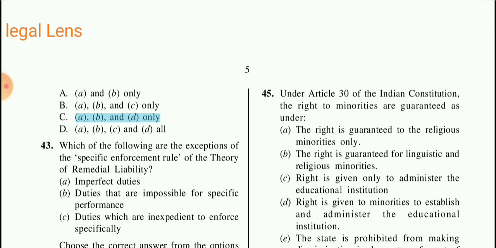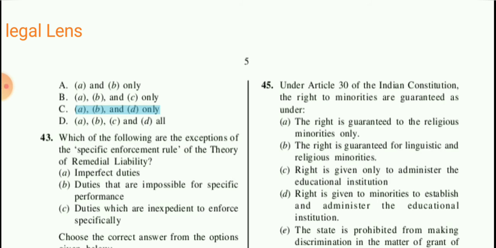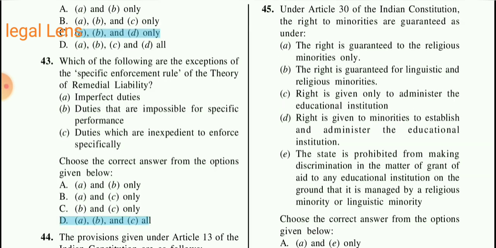So for this, the correct option would be: the custom had to possess a sufficient measure of antiquity. Then B, the custom must have been enjoyed as a right. And the D option would be: the custom must be certain and precise. Then, which of the following are the exceptions of the specific enforcement rule of the theory of remedial liability?